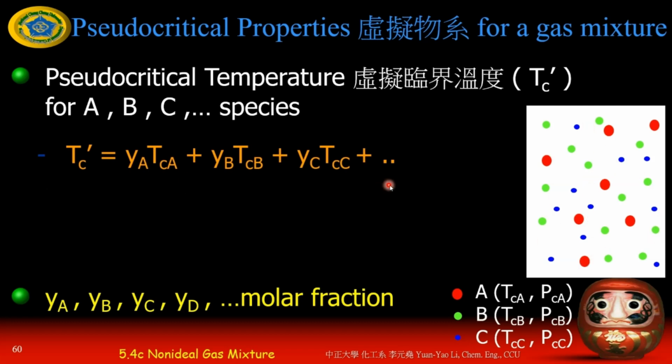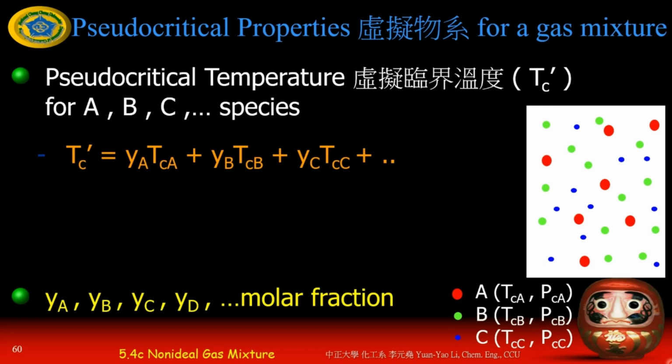So this is like this. So what's YA, YB, YC? YA, YB, YC are the molar fractions. So you need to know the proportion of A in this chamber, the proportion of B in this chamber, and C in this chamber. That will make it easier for you to use this to get the TC prime, which is what we call pseudo-critical temperature.